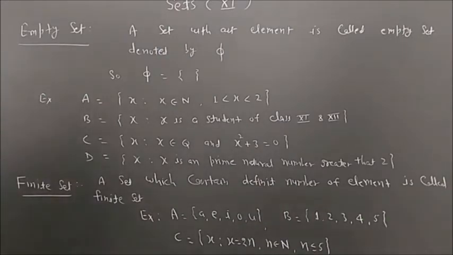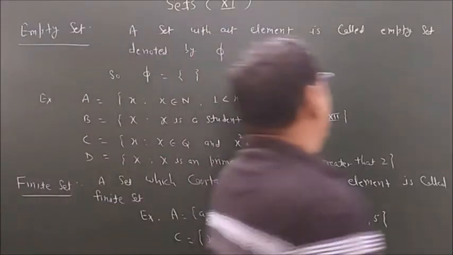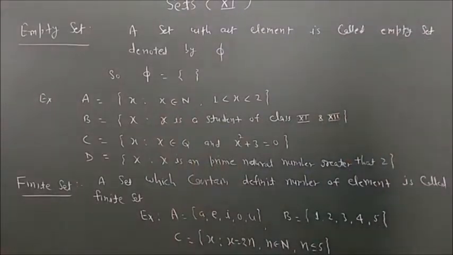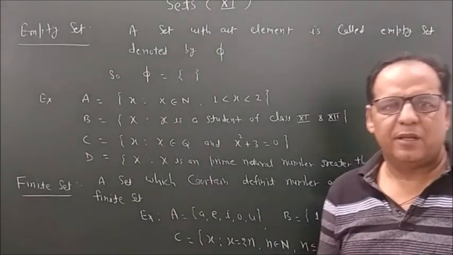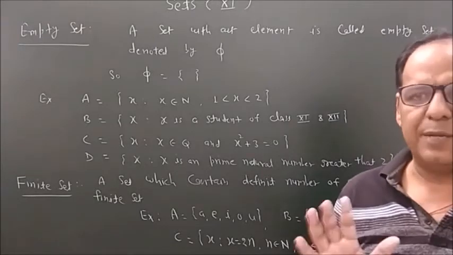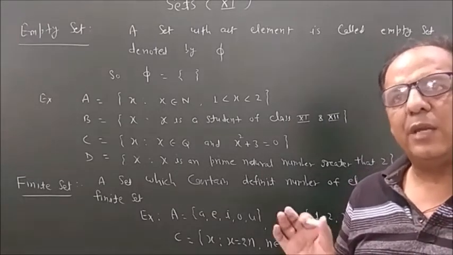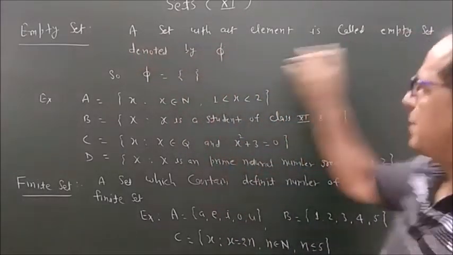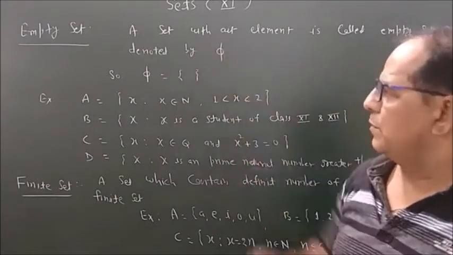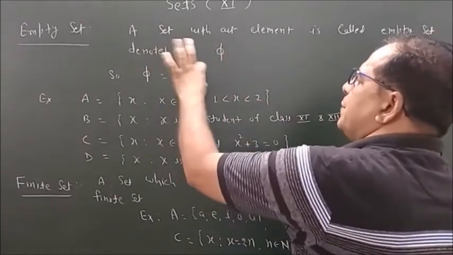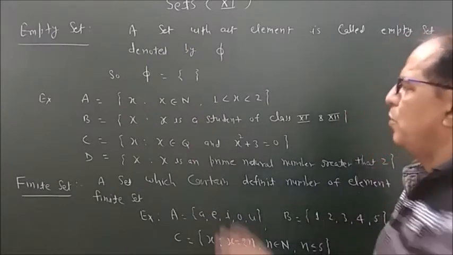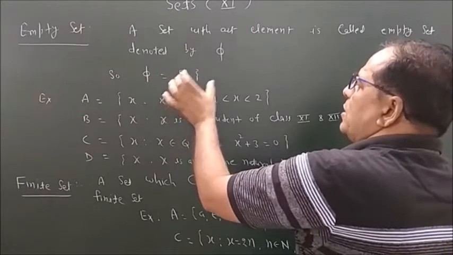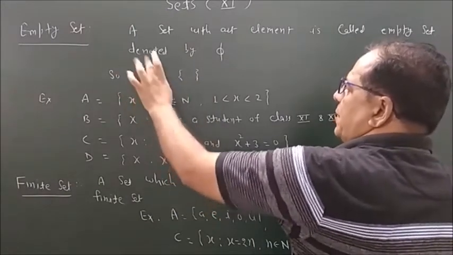Now I am taking the form of a set. This is the empty set. So what is an empty set? A set without elements. That means a set which contains no element is called an empty set, denoted by the symbol phi. So here phi equals empty brackets, because there is no element shown there. So this set is called the empty set and denoted by the symbol phi.